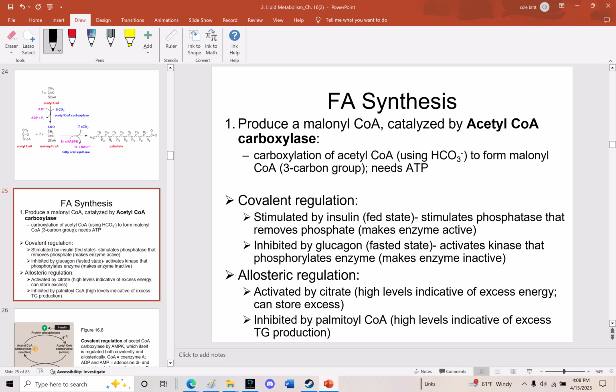And of course, just like we have an activation, which is citrate, we also have an inhibition. And that inhibition is really easy to remember. It is palmitate itself. Palmitoyl-CoA is just another way of saying palmitate. So if you already have a lot of palmitate, it can go back, sit on the enzyme, and turn it off. And that's allosteric regulation.